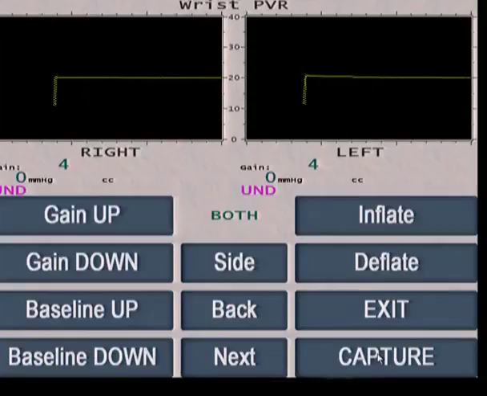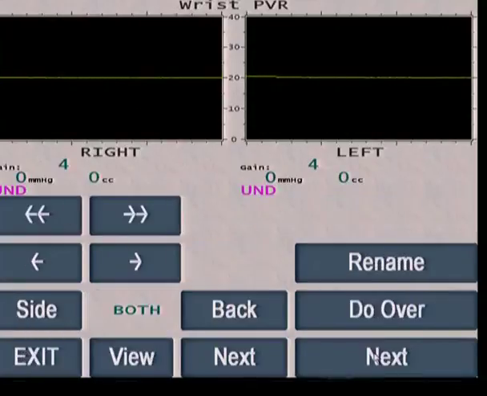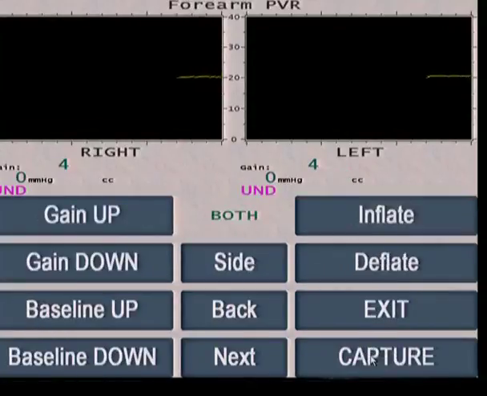We'll skip the wrist PVR because we don't have cuffs there. We'll go to our next site, which will be the forearm pulse volume recording. We'll automatically inflate.